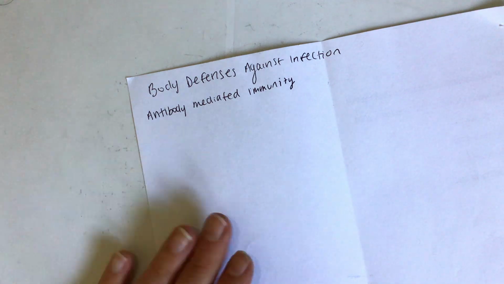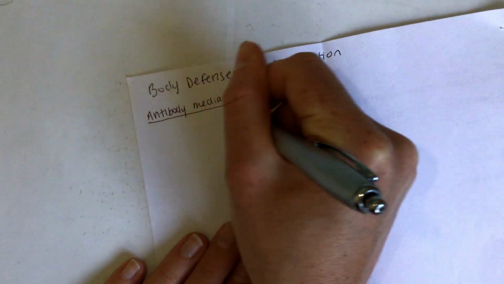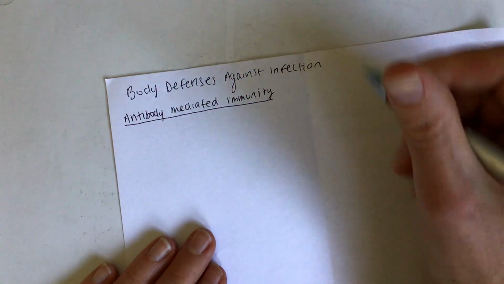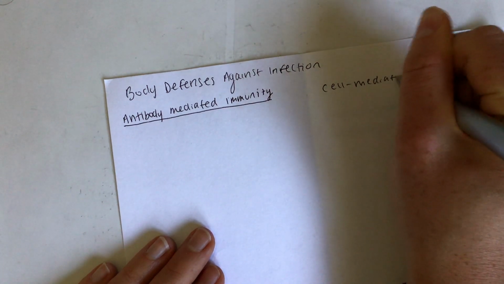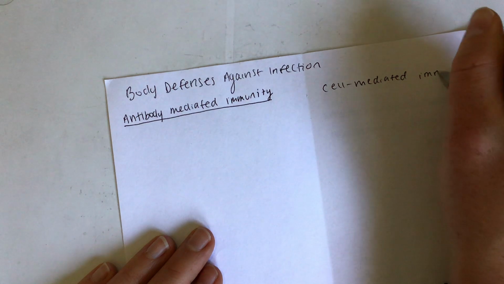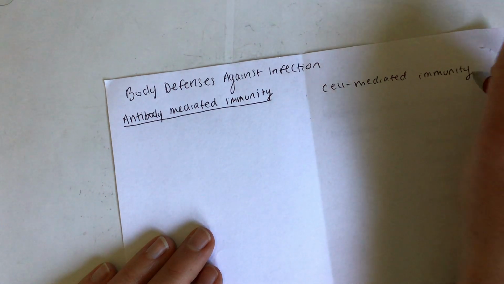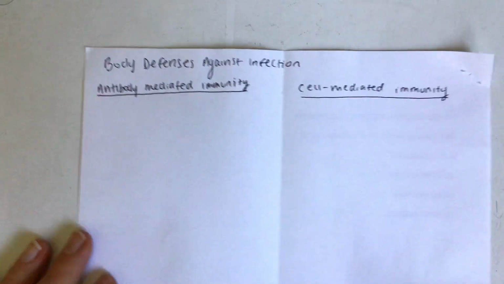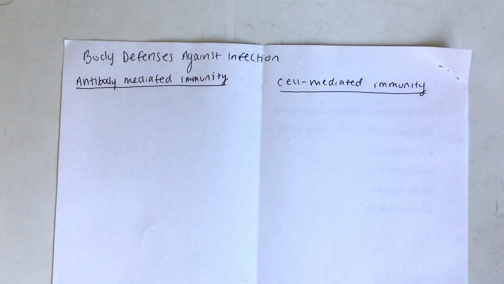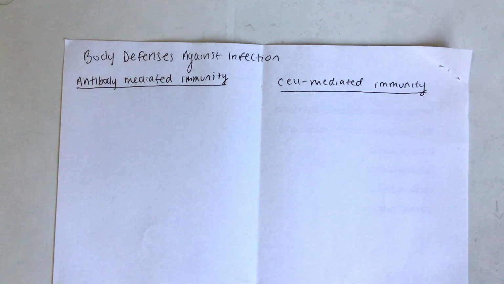So antibody-mediated immunity. And on the other side, we're going to talk about cell-mediated immunity. This just has to do with what's fighting off the pathogen or the antigen, whatever bad substance or bad molecule, I should say, is entering.